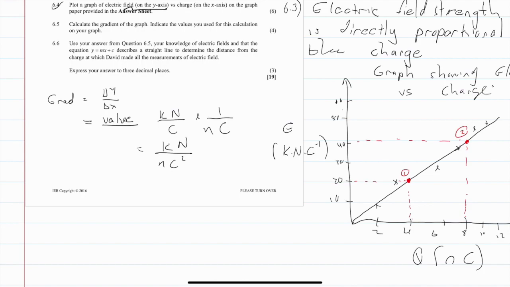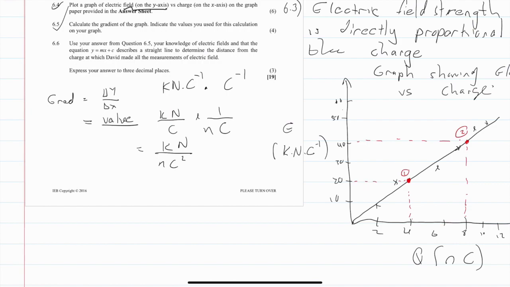Either one of those works. The other format, like I said, was kilonewtons per coulomb times nanocoulomb to the minus 1, so this minus 1 applies to both of these. Okay, cool stuff. And we get 4 marks for that, for calculating the gradient and giving the correct units. So that's quite generous, I think.